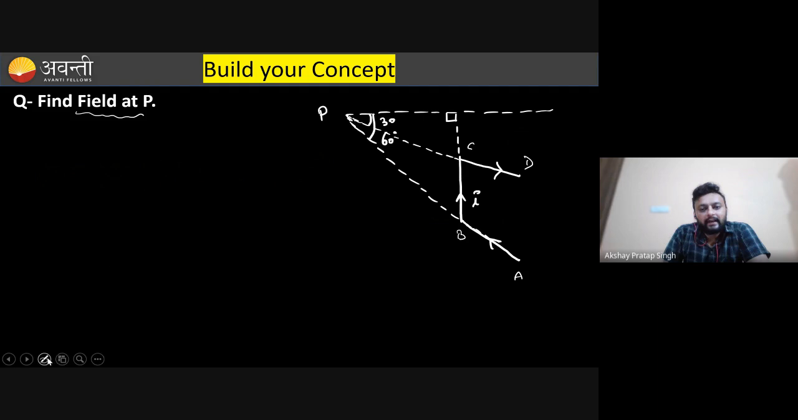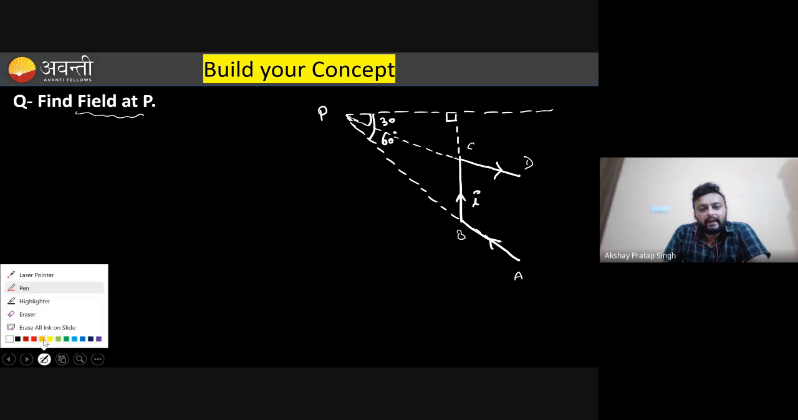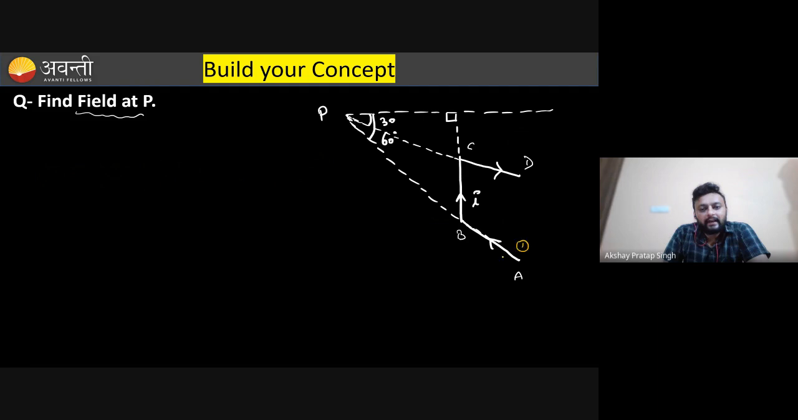Can you break down the wire in some parts? Like this is part 1, this is part 2, and this is part 3. Clear? Okay. Now just imagine what you should do. Net field is equal to magnetic field of part 1 plus magnetic field of part 2 plus magnetic field of part 3. You need to calculate the magnetic field of each part and then add them according to vector addition. As simple as that, the principle of superposition that you have learned in electrostatics.